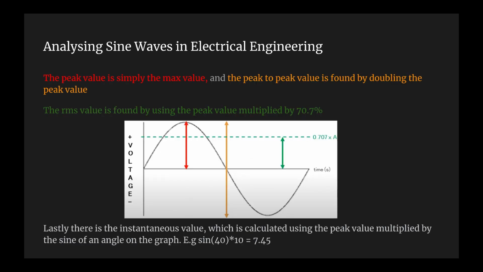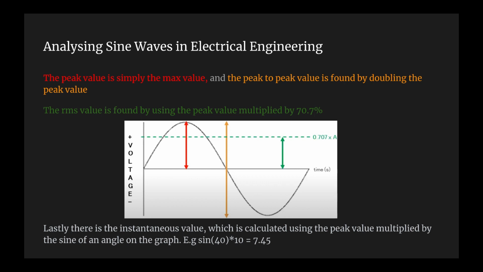AC sine waves are analysed through key parameters: peak, instantaneous, and RMS values. The peak value represents the highest point in the waveform. The RMS, root mean square value, is the square root of the average of all the squares of all the values in one cycle. It's crucial in AC analysis as it provides an effective way to compare AC to DC, offering an equivalent value that simplifies calculations, found by using the peak value multiplied by 70.7%.